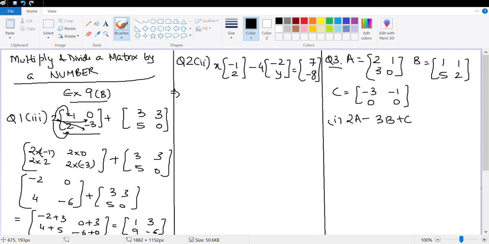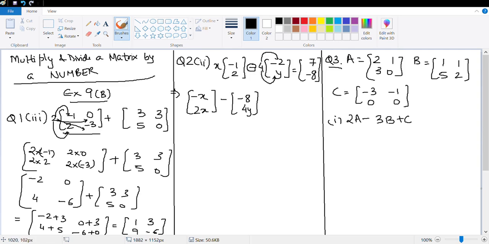The next question also is multiplication. So let's look at it. I'm on question number 2 part 2. X multiplied with -1, so inside I'll get -x. X multiplied with 2 will give me 2x, minus 4 multiplied with -2 will give me -8, and 4 multiplied by y will give me 4y.